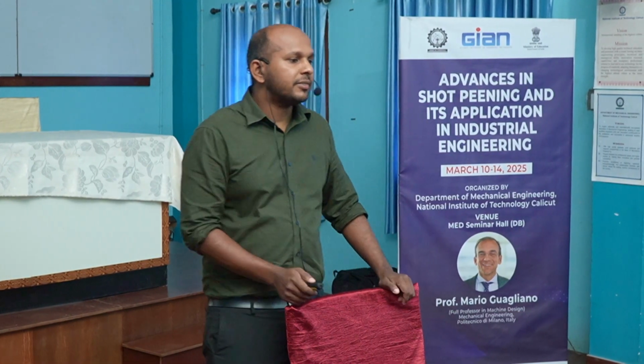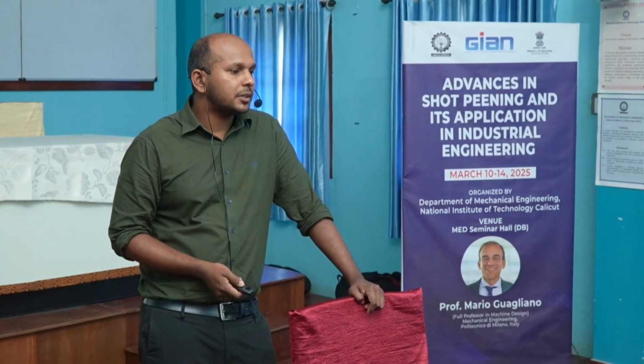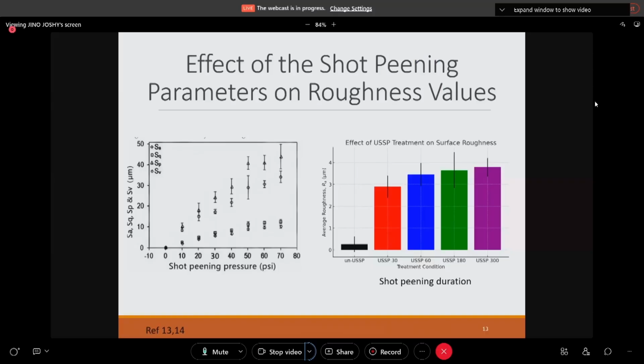Here we can see the first diagram on the left side, plotted between shot peening pressure and roughness profile. We can clearly see that as the pressure increases, all the roughness parameters, SA, SQ, SP, SV, increase. Basically, SA is the average surface roughness. So there is a direct correlation between shot peening pressure and the roughness of the material.